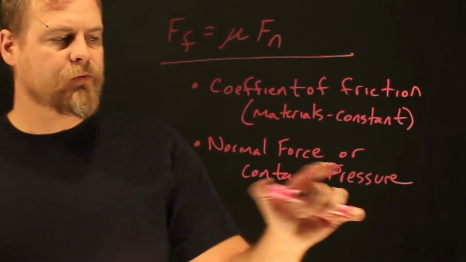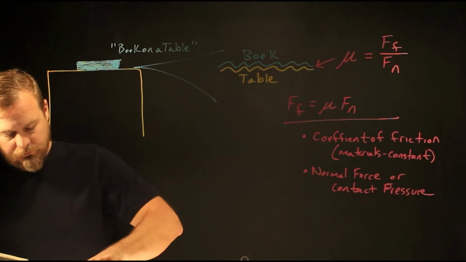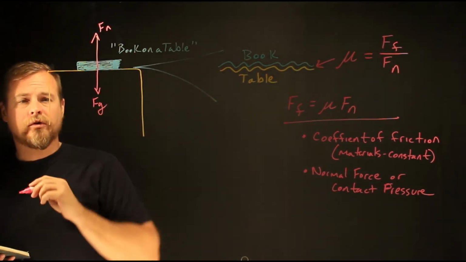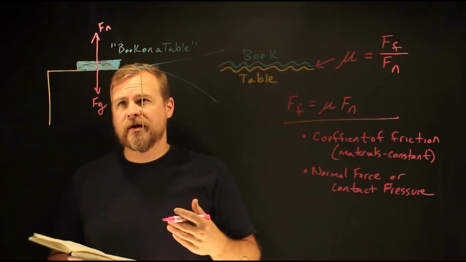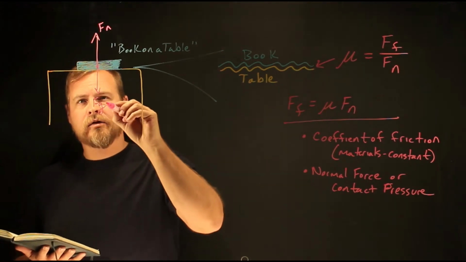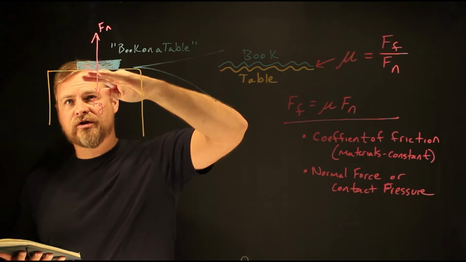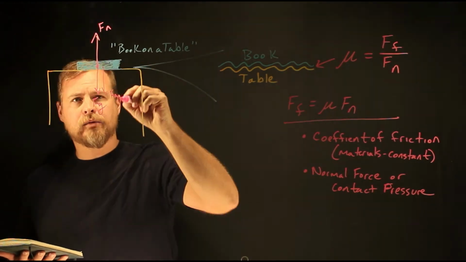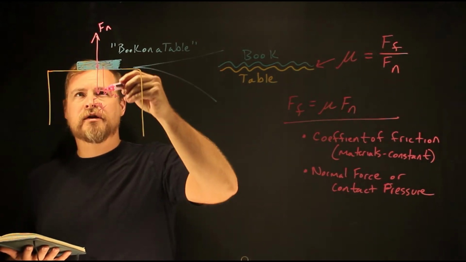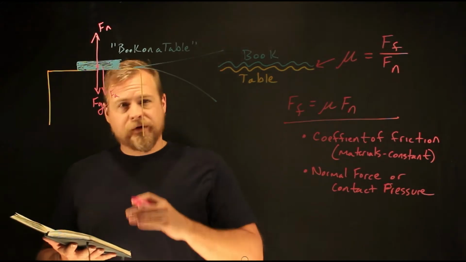sometimes the normal force is referred to as contact pressure. In this situation right here, the weight is equal to the normal force, and so for most things the normal force is often equal to the weight, and you could see if I increased the weight I would increase the normal force, and I could actually push down on the book. If I added an applied force, then I would essentially be increasing the normal force, and so that's contact pressure. This is friction in a nutshell.